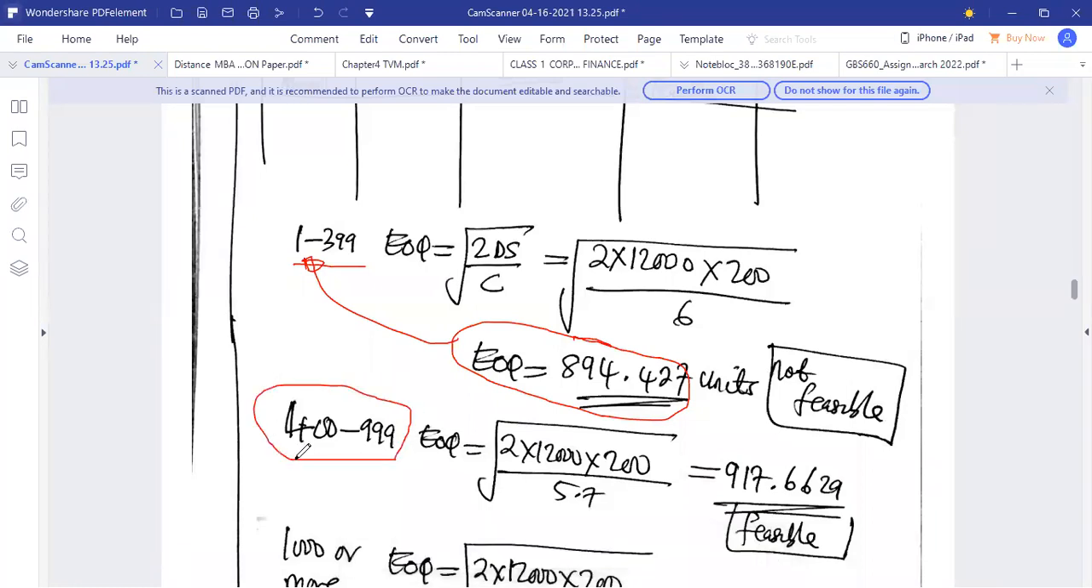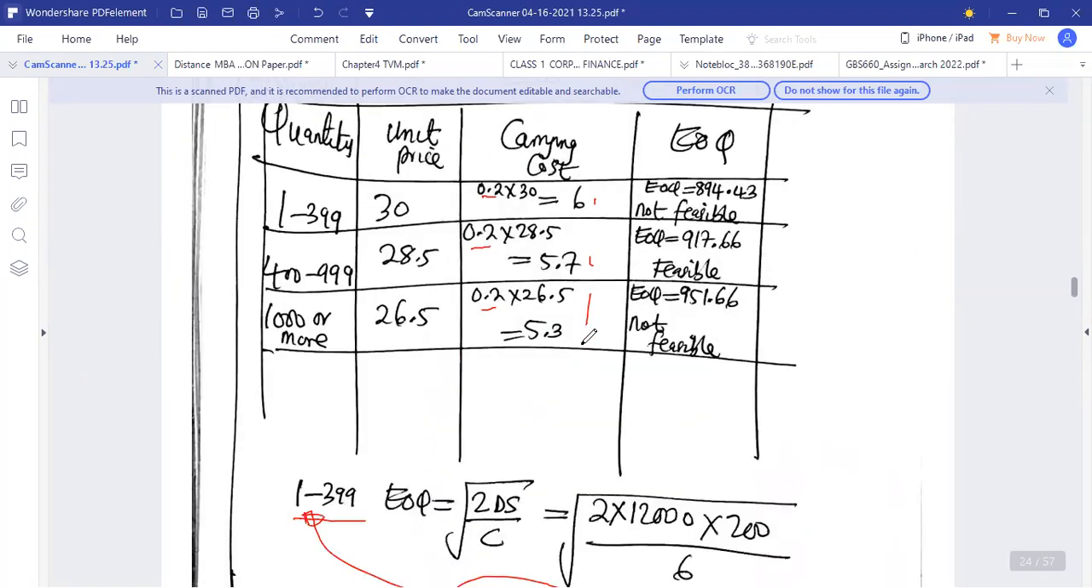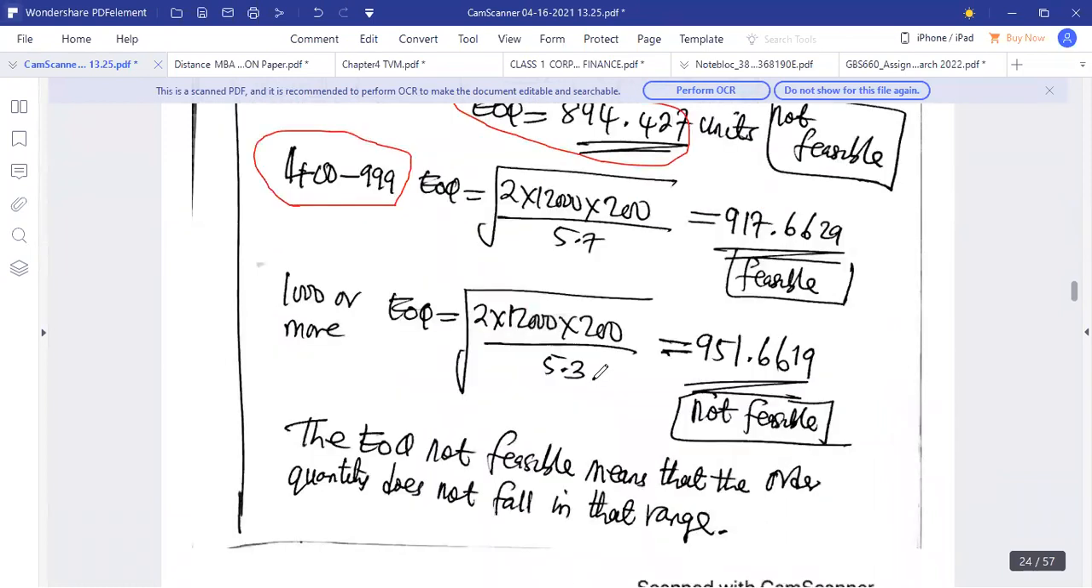Now let's go for the second one, 400 to 999. Here, for EOQ, the square root of 2DS over C, our C is 5.7, because for this range our current cost is 5.7. So this is what we put as the denominator here. After finding this, it is feasible, because the amount we have found falls within the range. So it is the feasible EOQ.